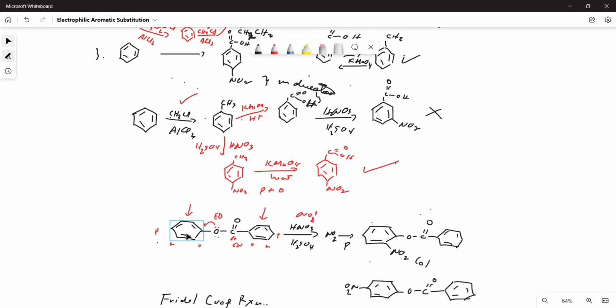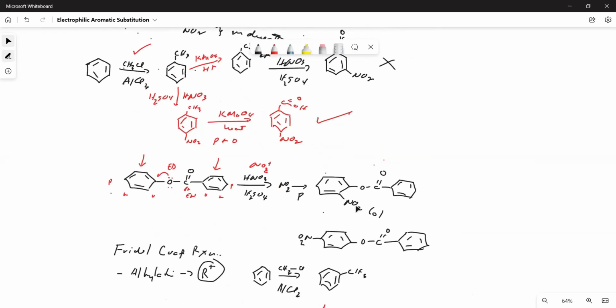Now, the second question is, where are you going to attach the electrophile NO2+? At the ortho of the left benzene, meta, or para? Now, since electron donating is ortho-para director, then you have to attach the electrophile either at the ortho or para position. So that's why you have these two products where you have the NO2 at the ortho and you have the NO2 at the para positions. Okay?